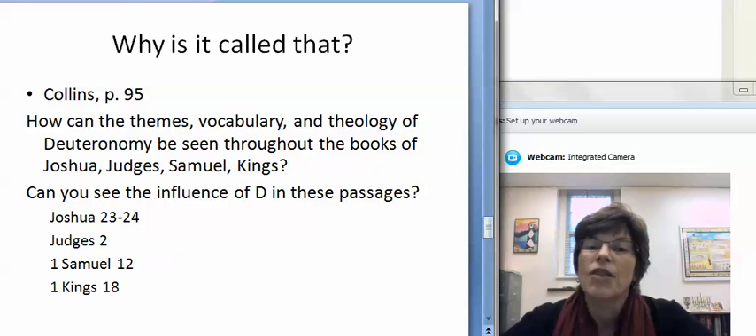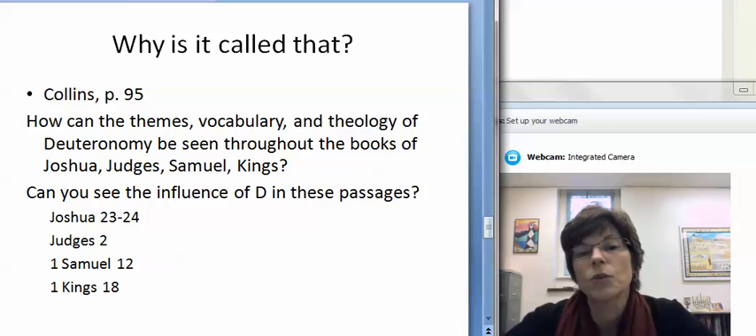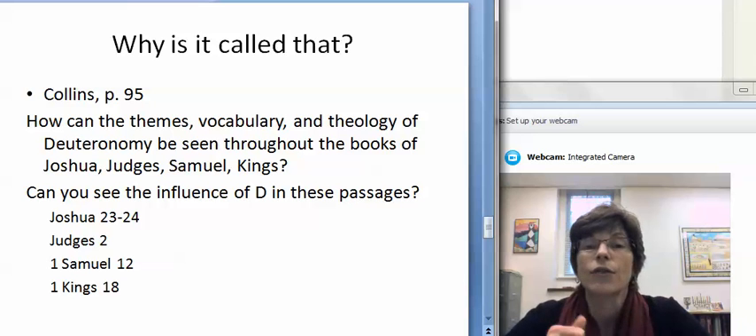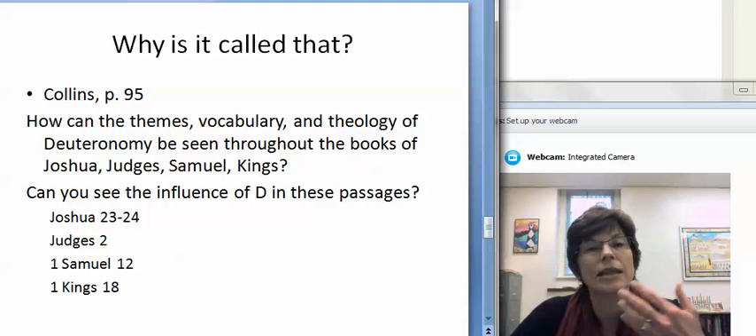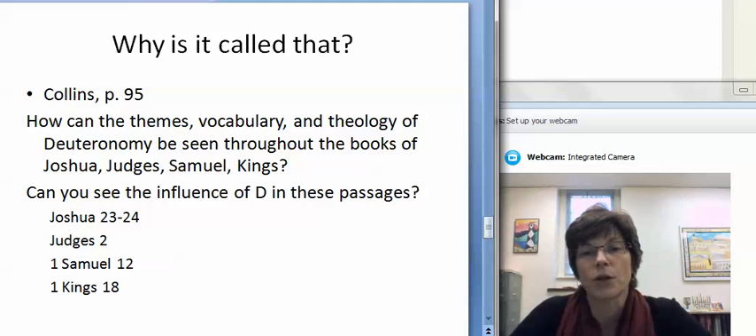How can you see the themes, vocabulary, and theology of Deuteronomy in the books of Joshua, Judges, Samuel, and Kings? I've offered a few passages in Joshua, Judges, Samuel, and Kings, and I would encourage you to stop at this stage, go to these passages, and see if you can find any of those lists of things that characterize Deuteronomy reflected here. Look for vocabulary, look for theology. In what way are these passages in Joshua, Judges, Samuel, and Kings Deuteronomistic? How do they bear the distinctive markers of the book of Deuteronomy?